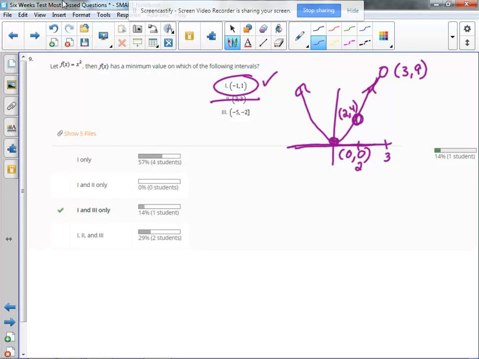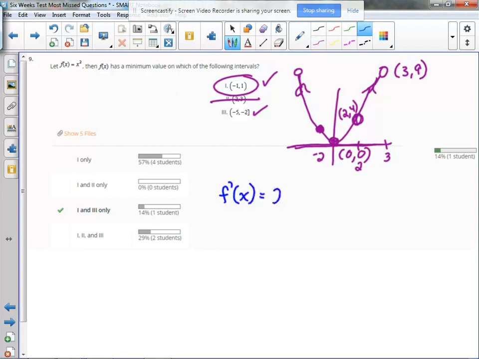But look at that last interval, from -5 to -2. So we've got -2 right here. That one's included. -5 up here, that's not included. But wouldn't that be a minimum down here at -2? It indeed would be. Let's look at this from the algebraic perspective as well.